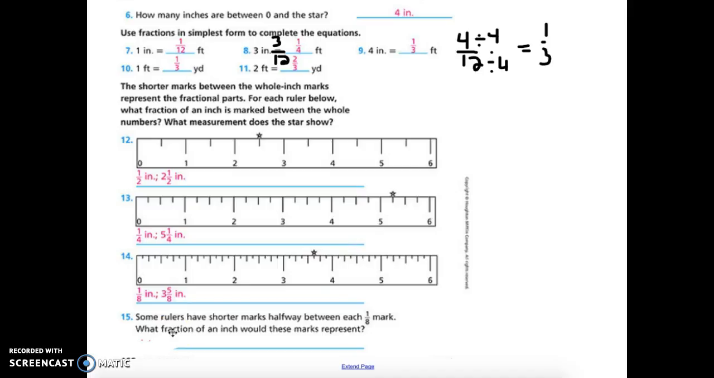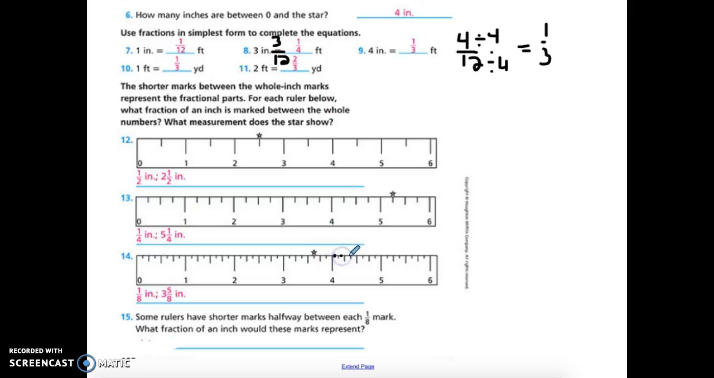All right, last question. It says some rulers have shorter marks halfway between the 1/8 marks. What fraction of an inch would these marks be? So up here, we had these 1/8 marks. But what they're saying is that some rulers actually put another line between each one.